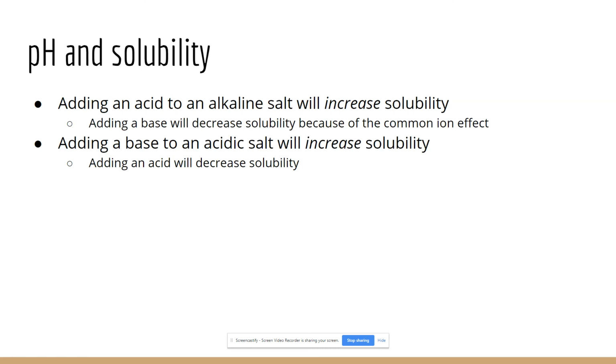Pause here. So this just logically follows from what we were just saying. If you add an acid to an alkaline salt, you're going to increase its solubility, and adding a base will decrease the solubility because of the common ion effect. And then the opposite is true. If you add a base to an acidic salt, it's going to increase the solubility, and adding an acid to an acidic salt will decrease it.